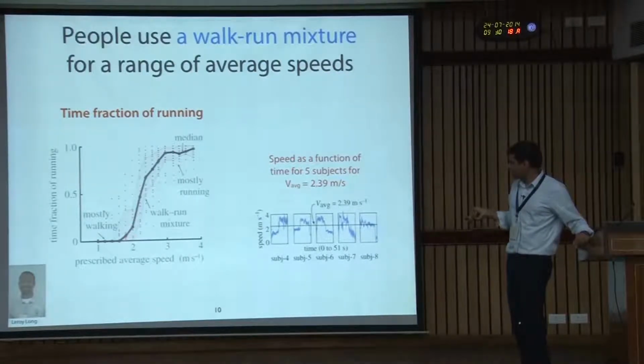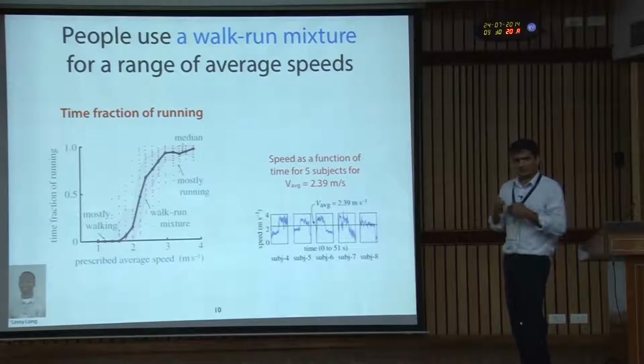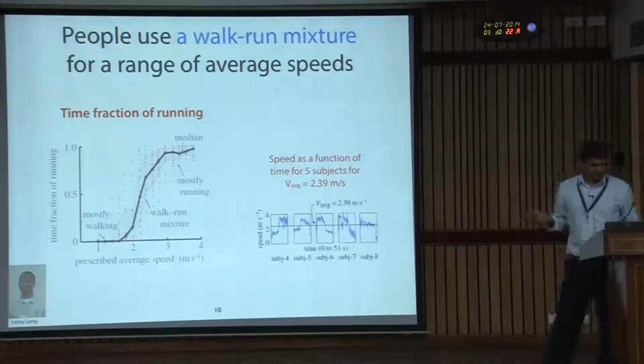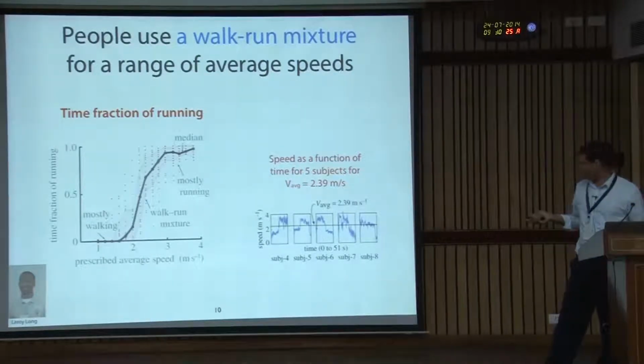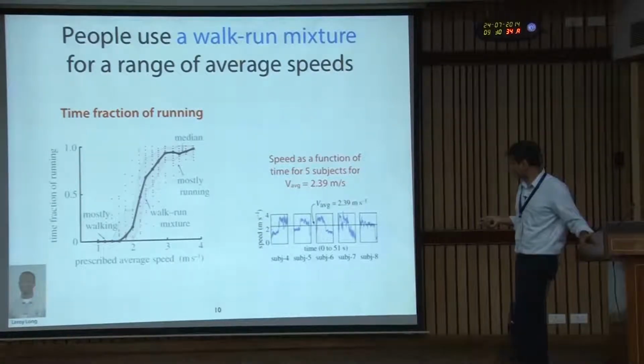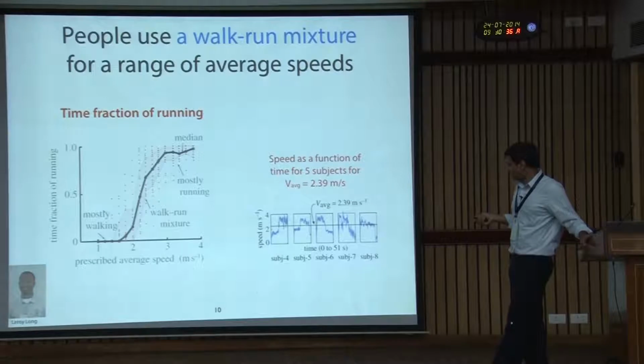But for this intermediate range of average speeds, in other words, the time is neither too low or too high, they use a mixture of walking and running, which starts from essentially 0 for low prescribed average speeds and goes to close to 1 for high prescribed average speeds. You can see that, of course, these dots are individual subjects and individual trials, a lot of variability, but there's a general trend.